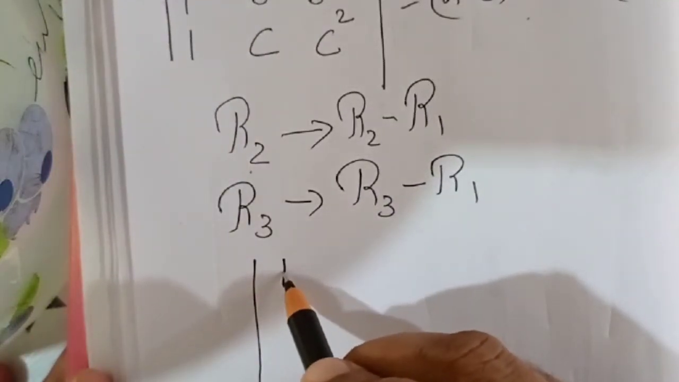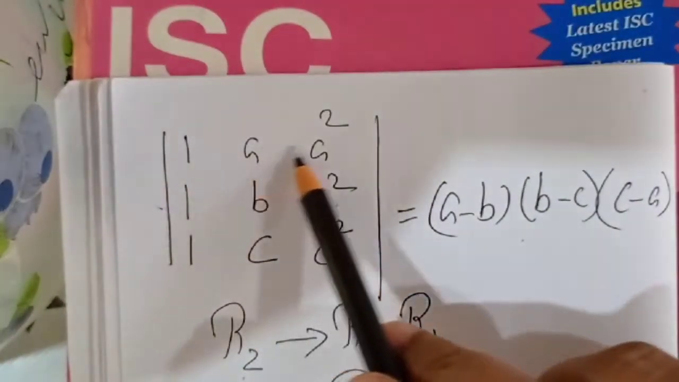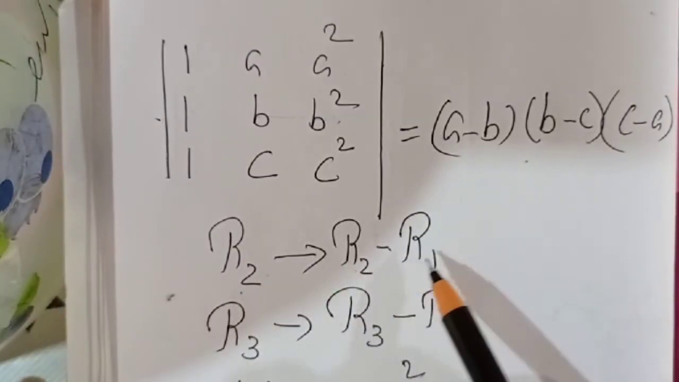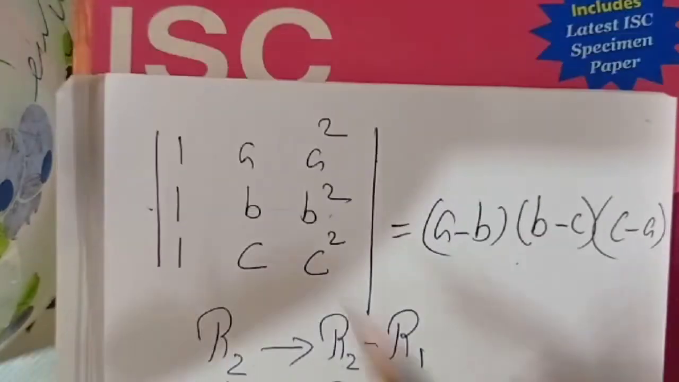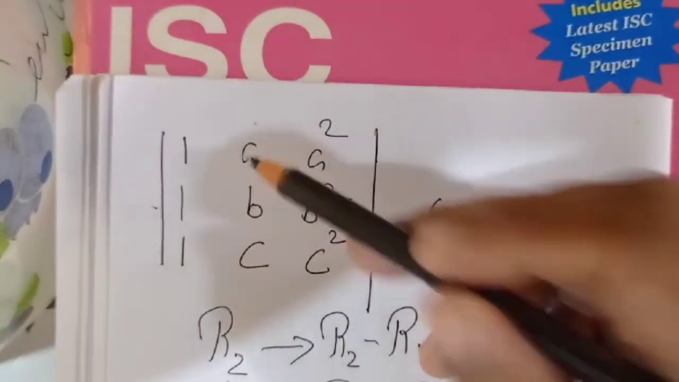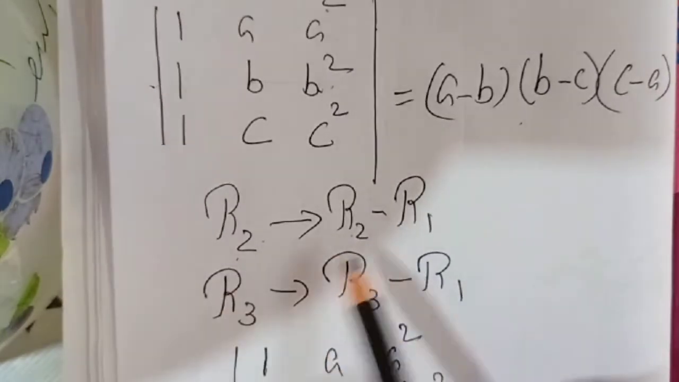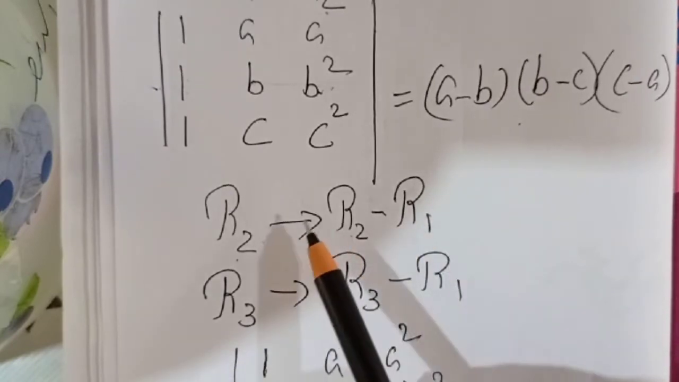Therefore, look at your notebook. 1, a, a square is R1. Agree? Then how can you write R2 changes to R2 minus R1? Look at the board. 1 minus 1, what is the answer? 0. Then look here, b minus a. Then the third one, b square minus a square. Understand? R2 changes to R2 minus R1. We subtract R1 from R2.